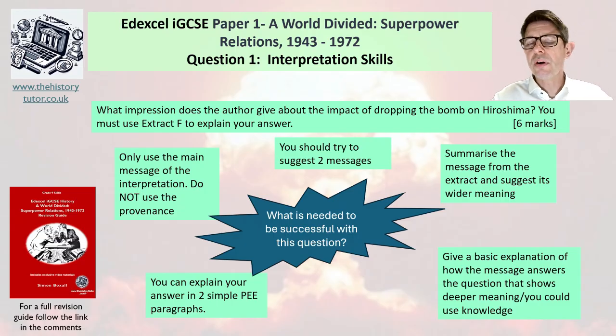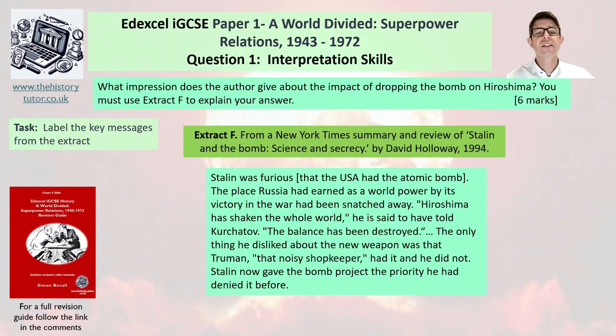You don't need to use provenance from the extract. Just need to use the main information there, so don't worry about who wrote it and when they wrote it. That sort of information is not needed for this style of question. So let's look through the extract now. You've got it in your revision guide if you've got my revision guide. If not, you can see it on the screen. You can use some paper to make some notes.